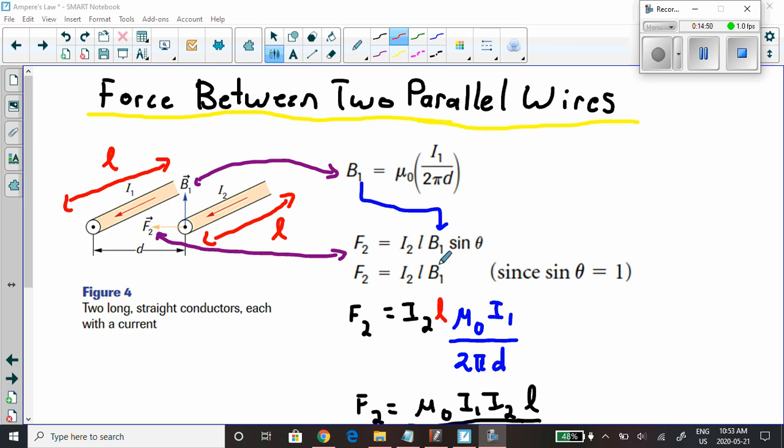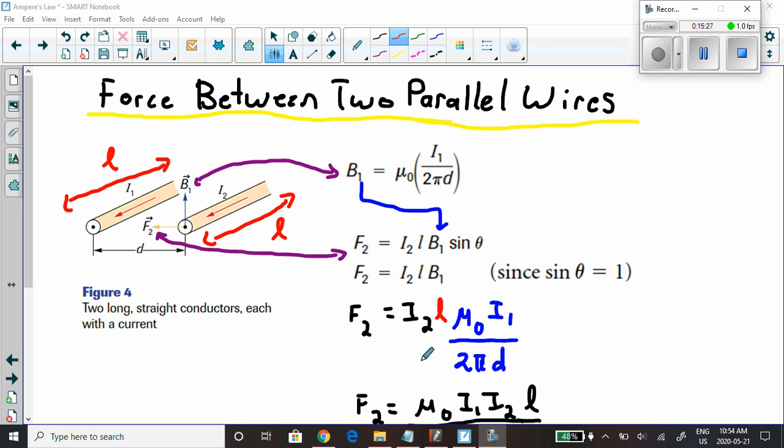But you see here where there's B1, I have an expression for B1 right up here. So where the B1 is, I'm going to replace it with this expression right here, and that's what I've done. So I2 stays the same, L stays the same, but instead of B1, I put this expression right here. And now I have the force on the second wire is equal to the current in the second wire, the length of that wire, the permeability of free space, I1, the current in the other wire, all over 2 pi and how far apart the wires are, d.